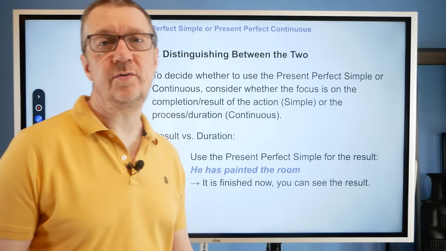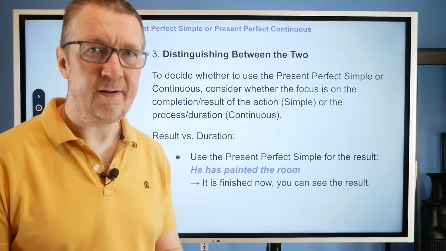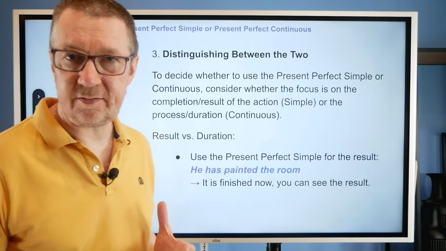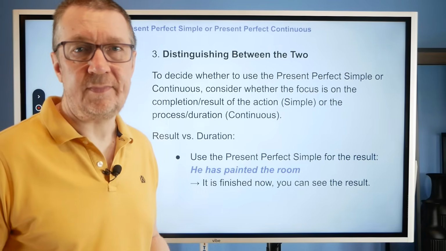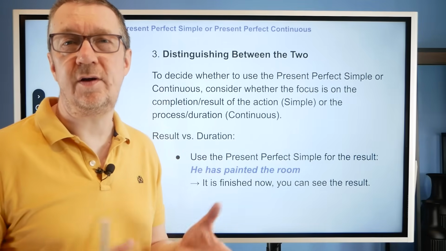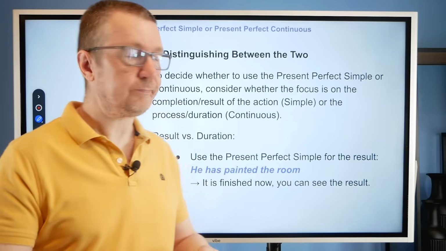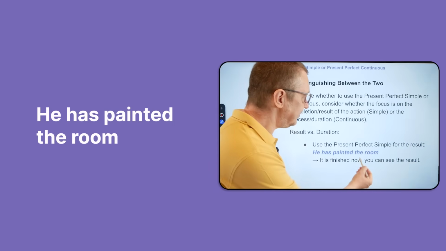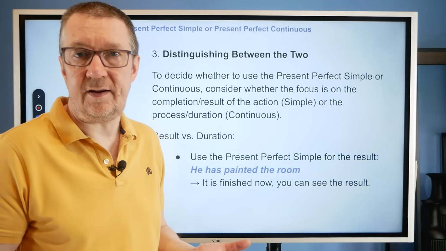Okay, so let's look at distinguishing between the two, because I know that's something that you're probably waiting to find out the key for, or to have a clue for. Well, it's easy, because with the simple, we're looking at the result, okay? And with the continuous, we're focusing on duration. Now, I know that that's not a perfect rule, but it's a rule that you need to keep in mind when you're wondering which one to use. If you follow that, you won't make a mistake in the short term, okay? So let's just have a quick look at the example here. He has painted the room. So you can use the present perfect simple for the result. The room is done, he's painted it, okay?